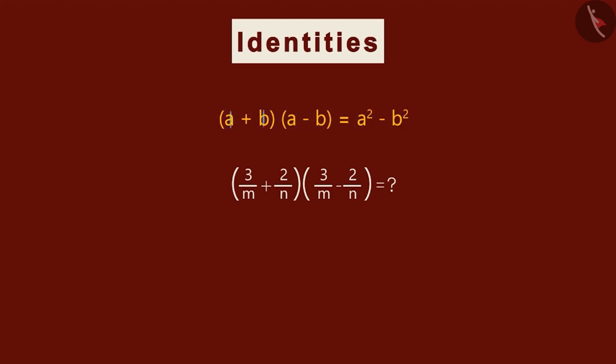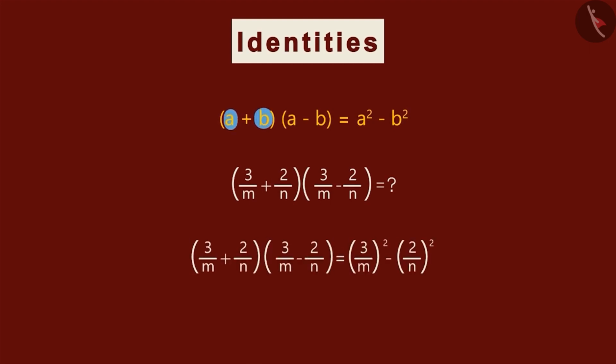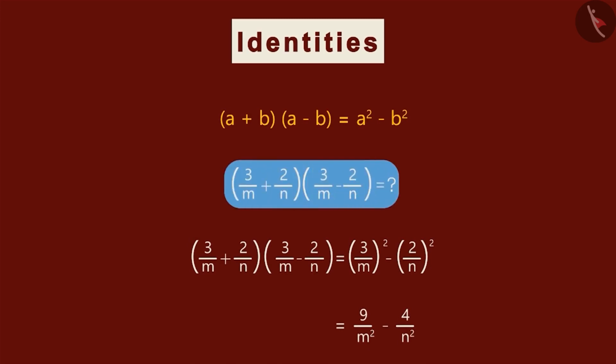So, by substituting the values of a and b, we get this. Simplifying it further, we get this as the final answer. This way, we can even solve similar expressions using this identity.